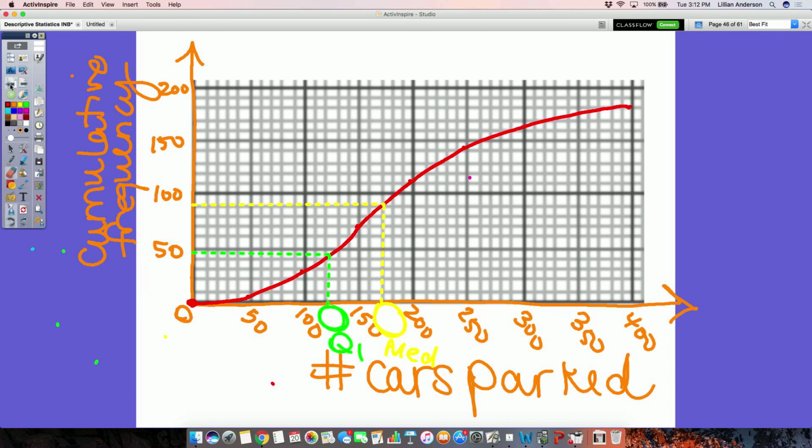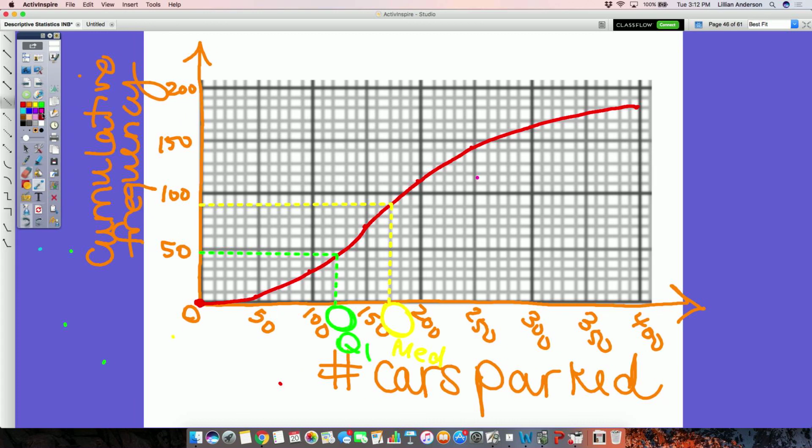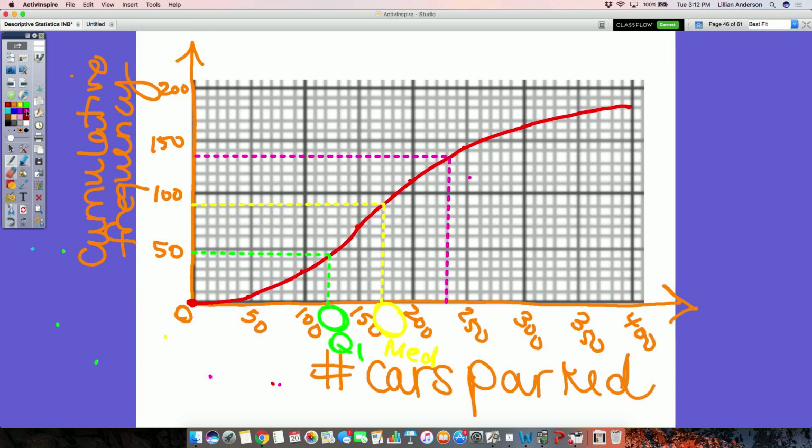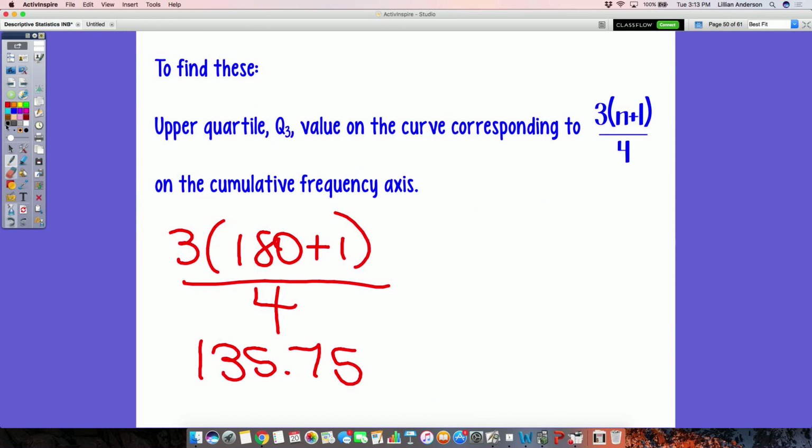So I go back to my curve again. I go to 135.75, which is between 130 and 145. See where it hits the curve. Mine's slightly slanted. Drop down a perpendicular. It won't always be a whole number, guys, but base it off of where that perpendicular line is. And that's my Q3. So for me, it would be about 230. Yours may be a little bit different. It's all based off of your curve.